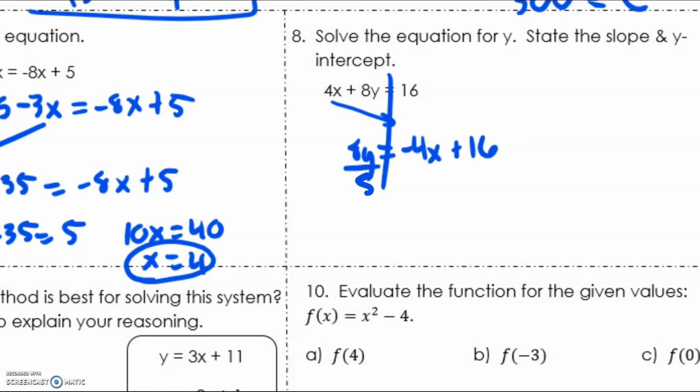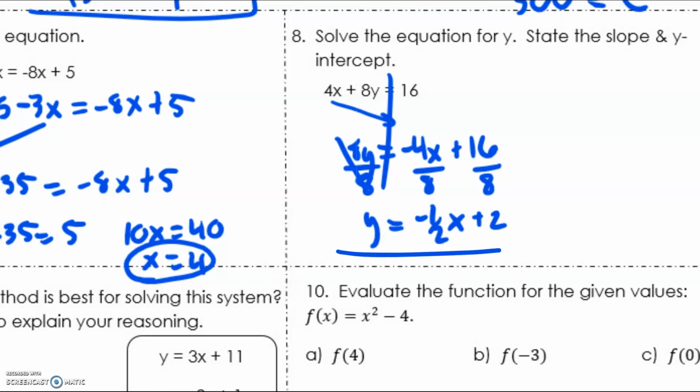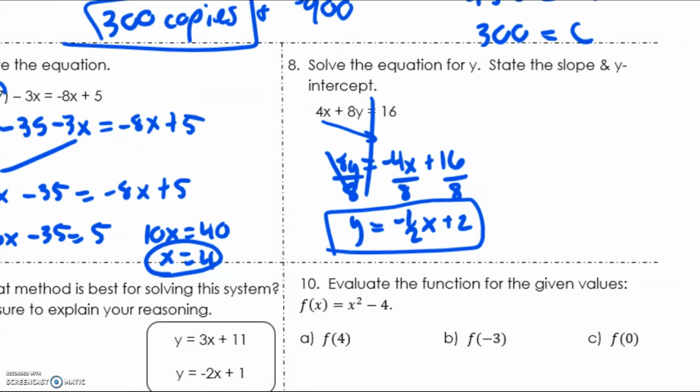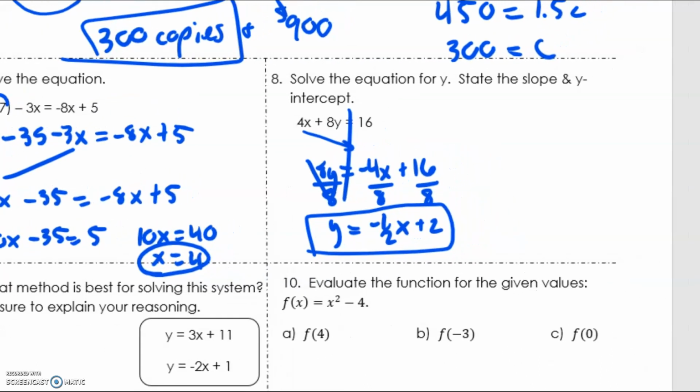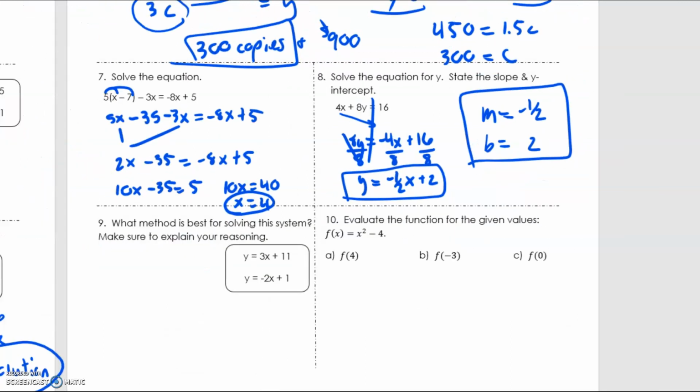Now we need to divide everything by 8. And we get negative 1/2, because that's what this reduces down to. And then 16 divided by 8 is 2. So here is the equation in slope-intercept form. So that's the first part. The second part says state what the slope and the y-intercept is. So what is my slope? What is my y-intercept? My slope is negative 1/2. My y-intercept is 2. So don't forget that part.